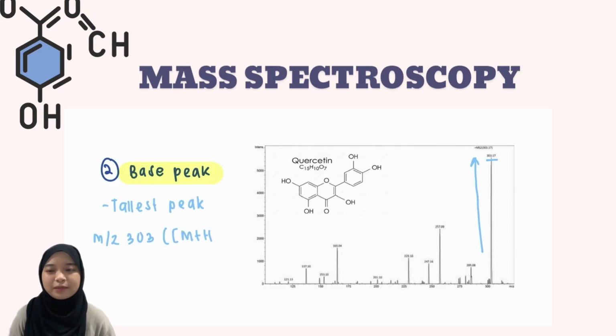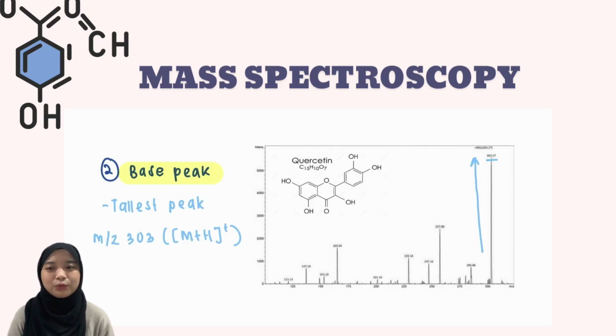This shows that the protonated quercetin ion is the most stable and most abundant ion produced during ionization. Because of its high abundance, it gives the strongest signal in the mass spectrum. In this study, the molecular ion and the base peak have the same M/Z value of 303 because the protonated quercetin ion is detected as the dominant ion in the positive ESIMS spectrum.